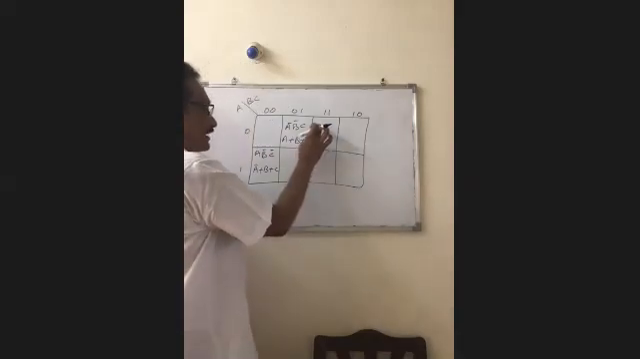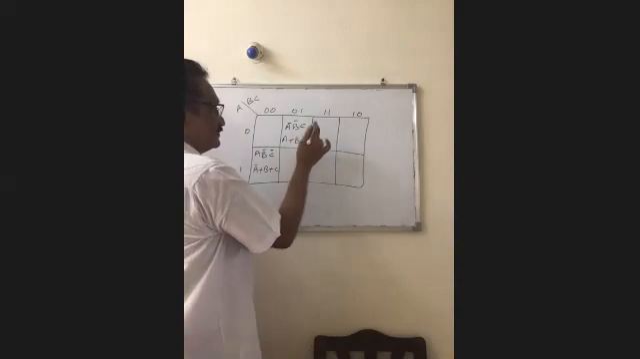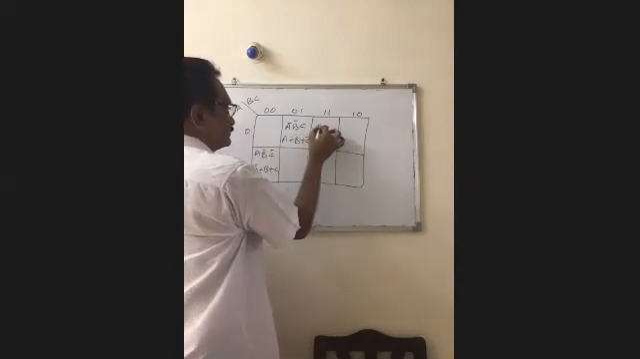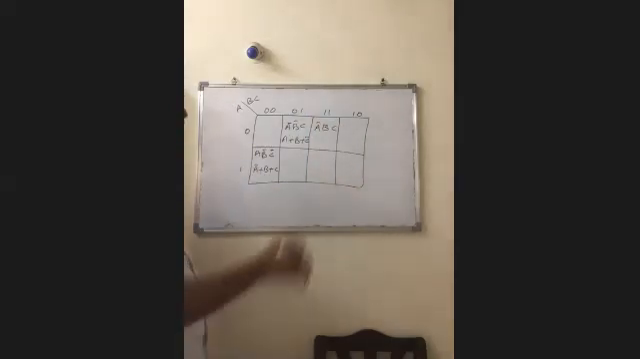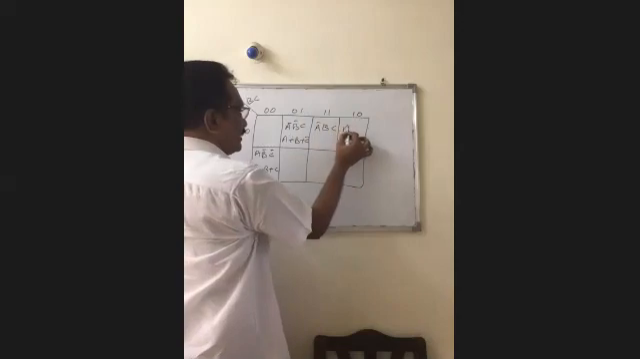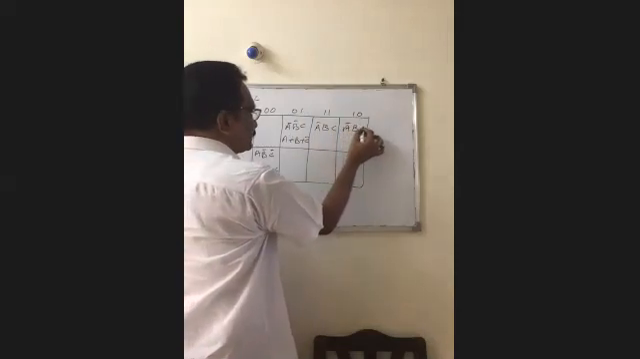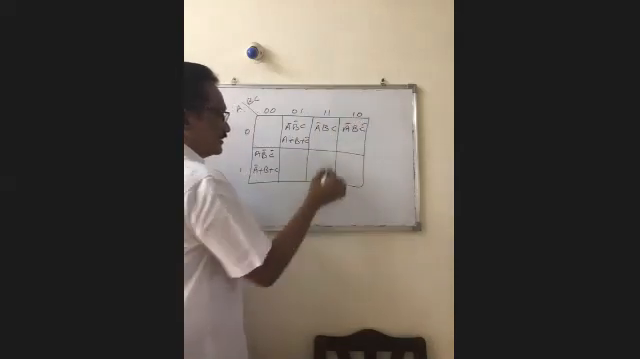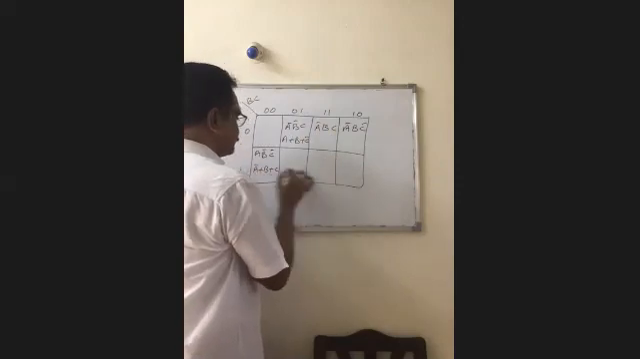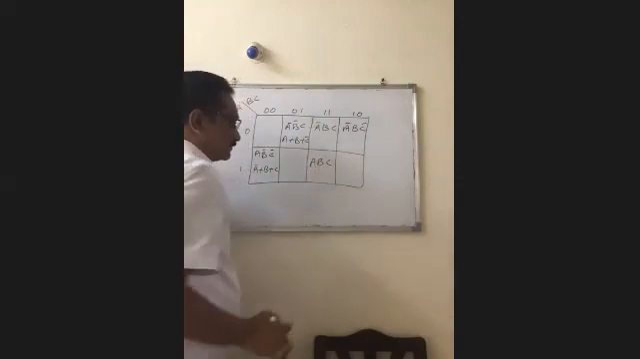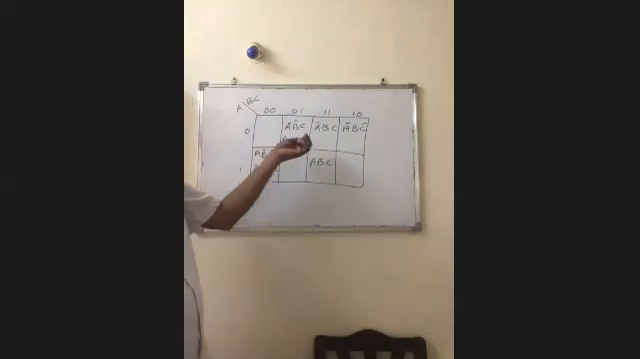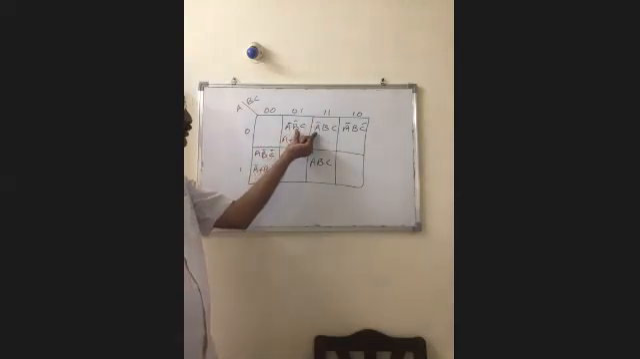What are the corresponding min and max terms for this cell? A bar, B, C. For this one, A bar, B, C bar. For this one, A, B, C.